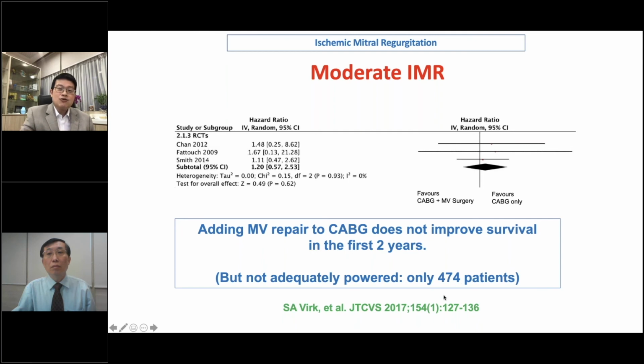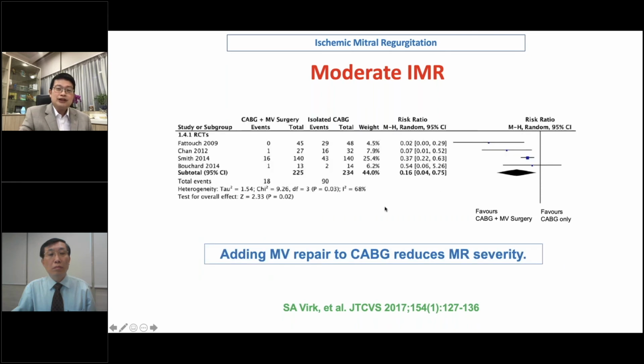It's because there were only 474 patients in the study. So it is still not powered for survival. But what it does show is that we do reduce the MR severity. And by that, it should translate to an improvement in at least the symptoms for the patients and quality of life, and probably also their survival in the longer term.